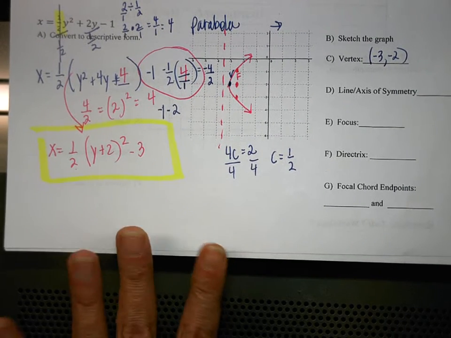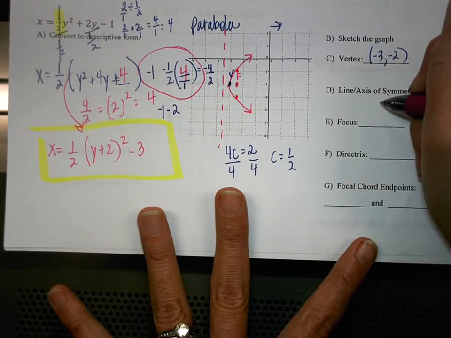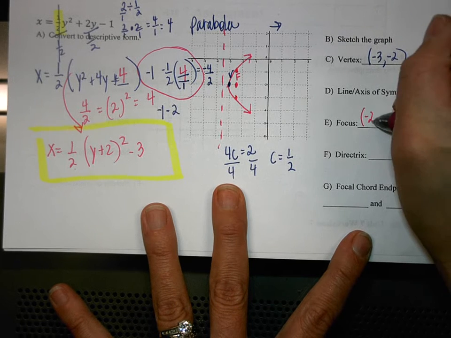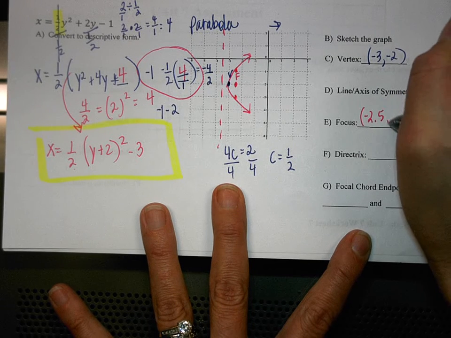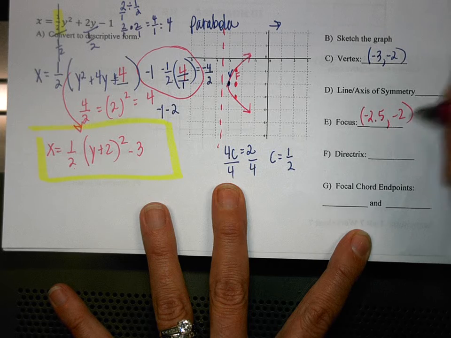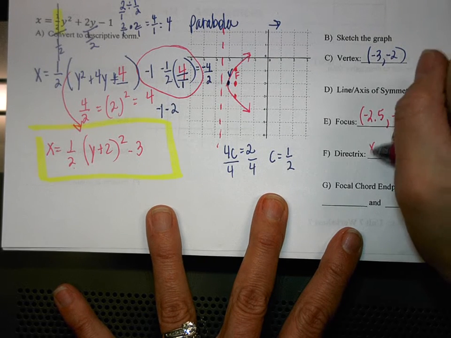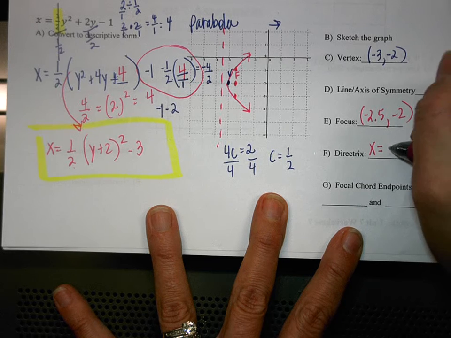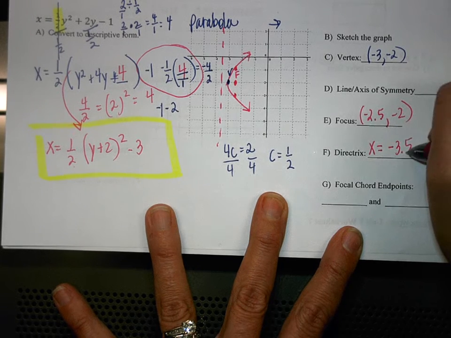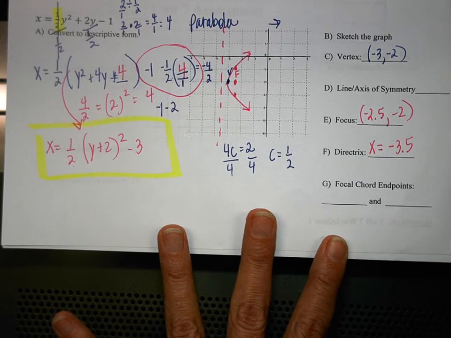What is my focus? What is that ordered pair? Negative 2.5, negative 2. My directrix is where? Good. x equals negative 3.5. What are my focal chord endpoints?